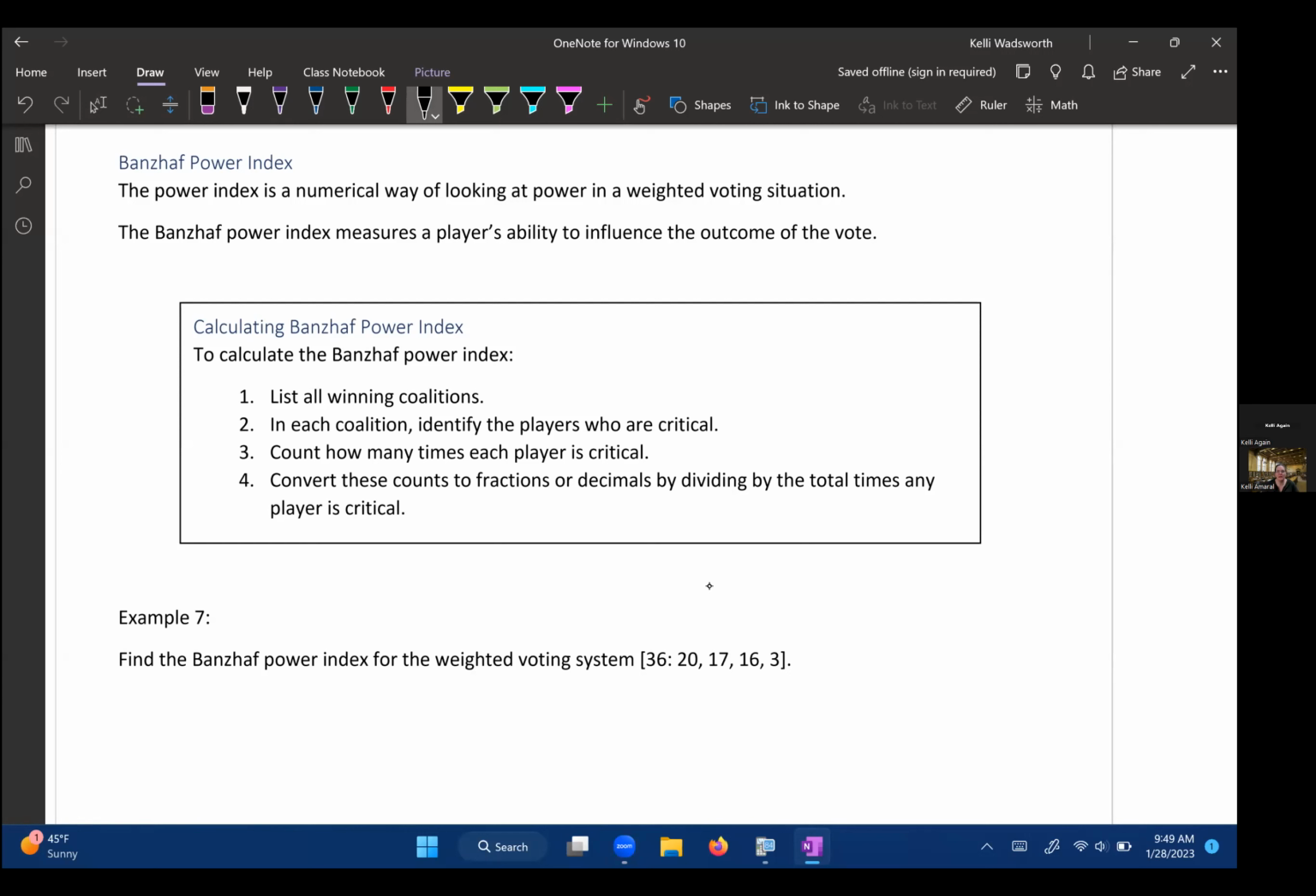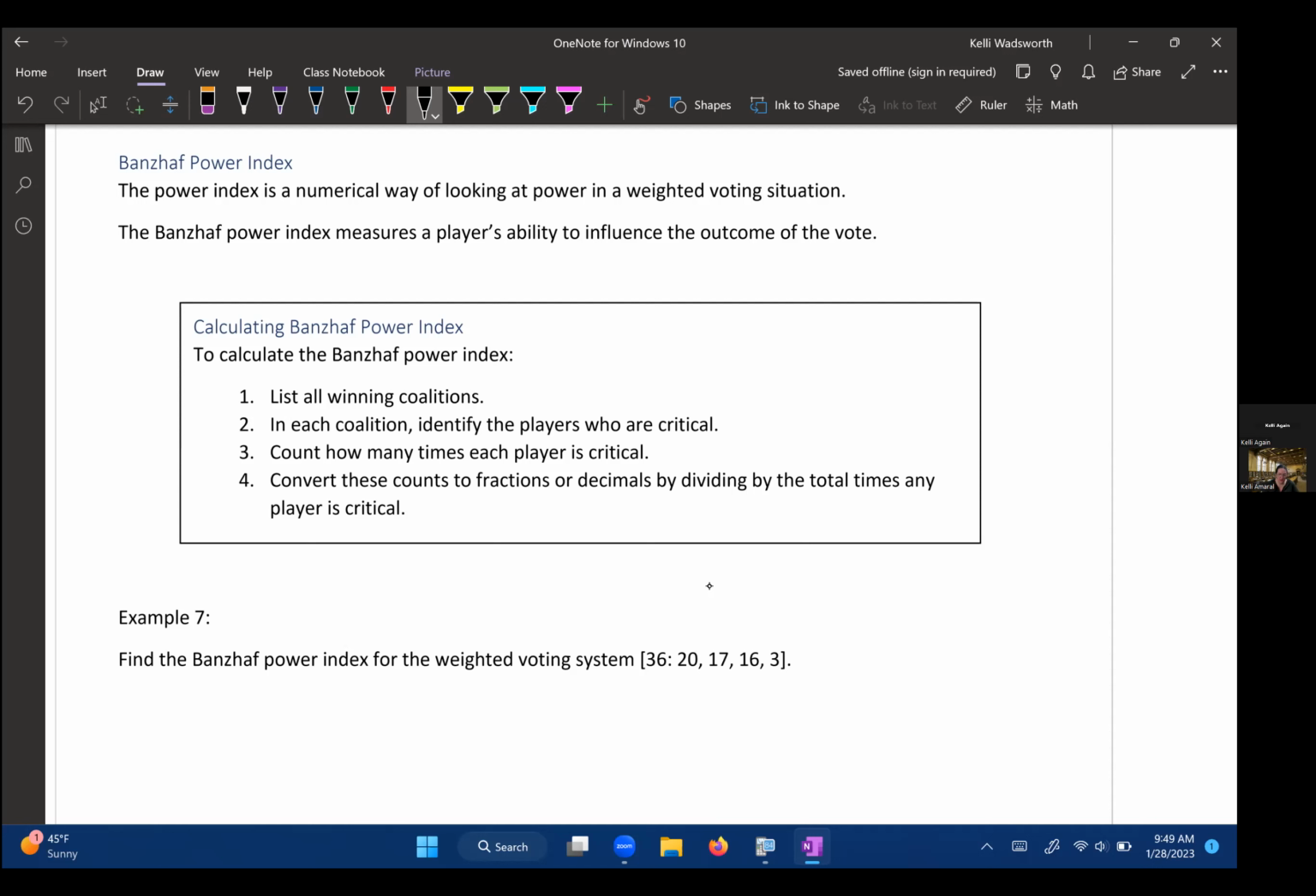A power index is a numerical way of looking at the power in a weighted voting system. There's one index called the Banzhaf power index. I think Banzhaf was a person. This has been around for a long time. It measures a player's ability to influence the outcome of a vote in general.